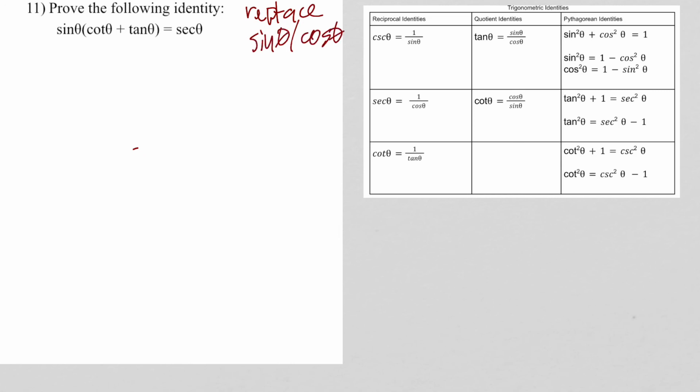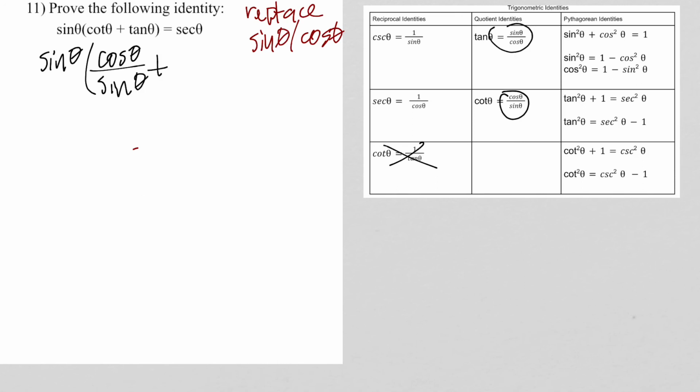So for this first one here, sine theta, we're just going to leave it. What can I replace cotangent theta with? Well, I don't want this one. This is the one that I want because I want always cosine and sine. So let's go ahead and replace it with that. Tangent, I'm going to replace with this one, sine over cosine. And then secant, I'm replacing it with 1 over cosine.